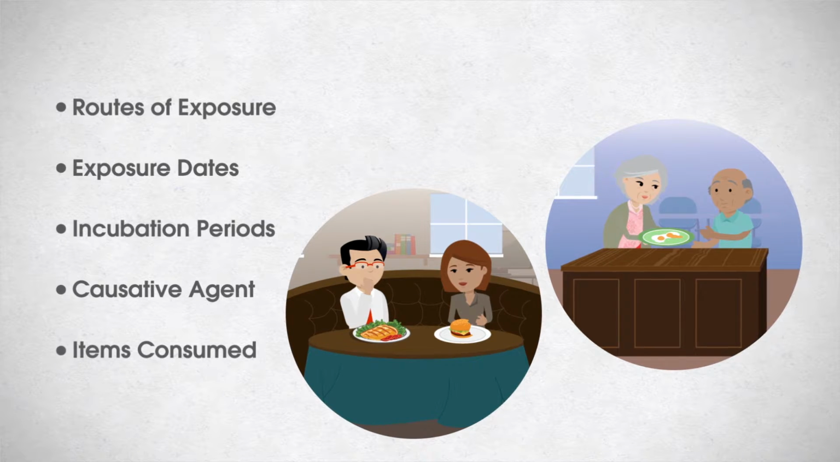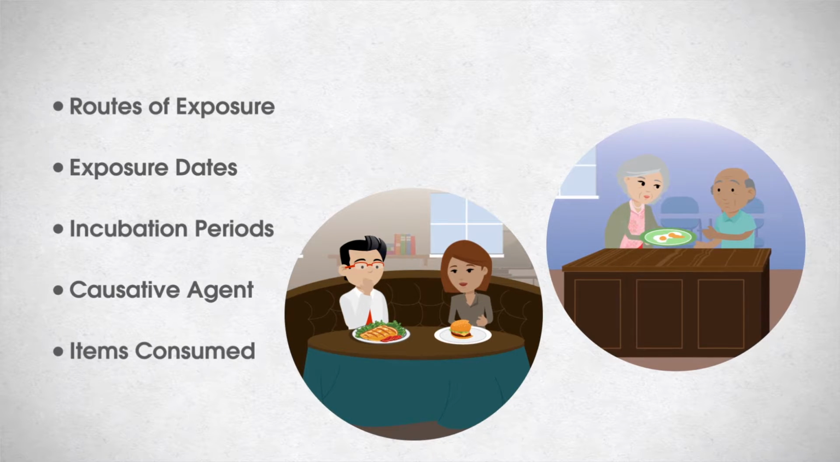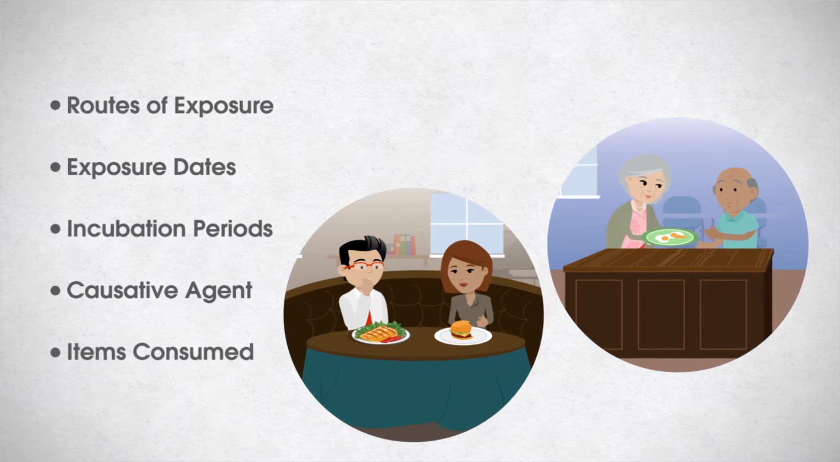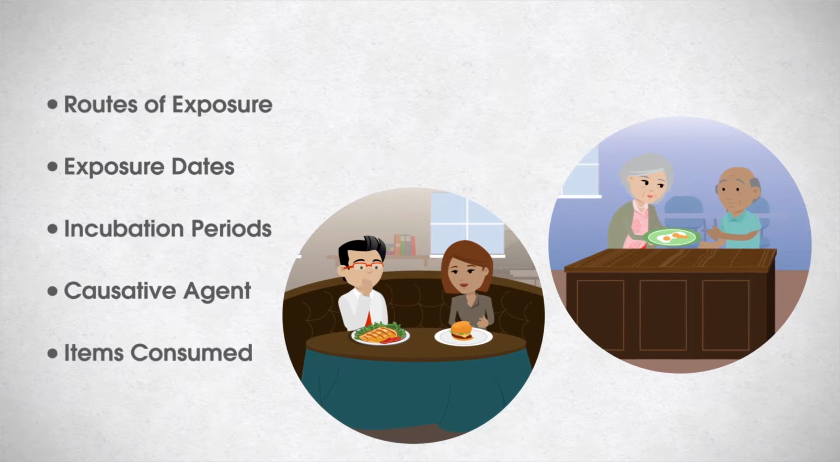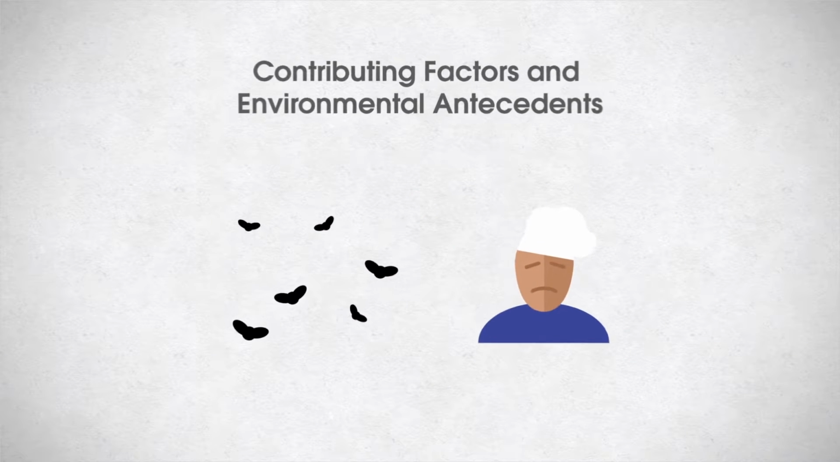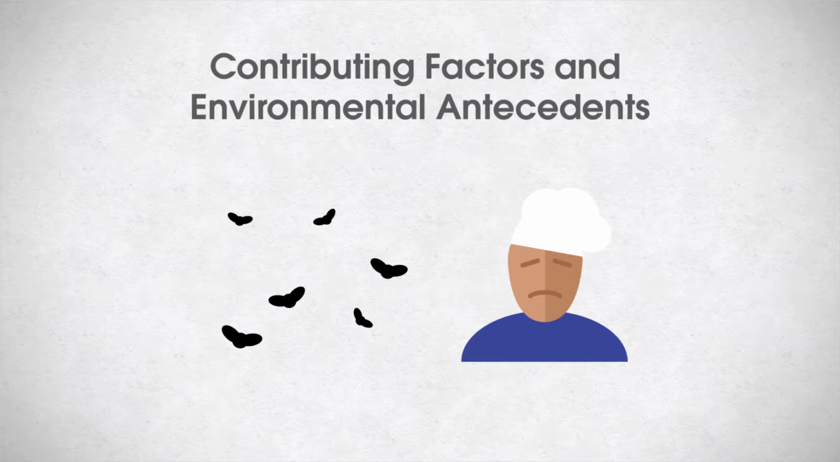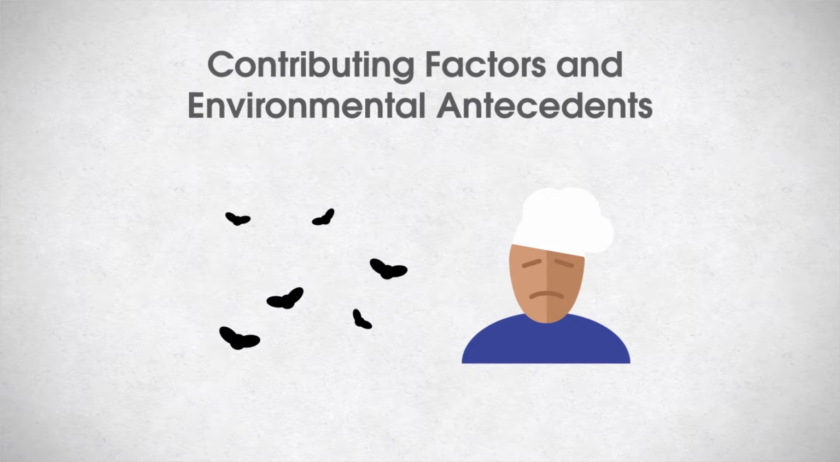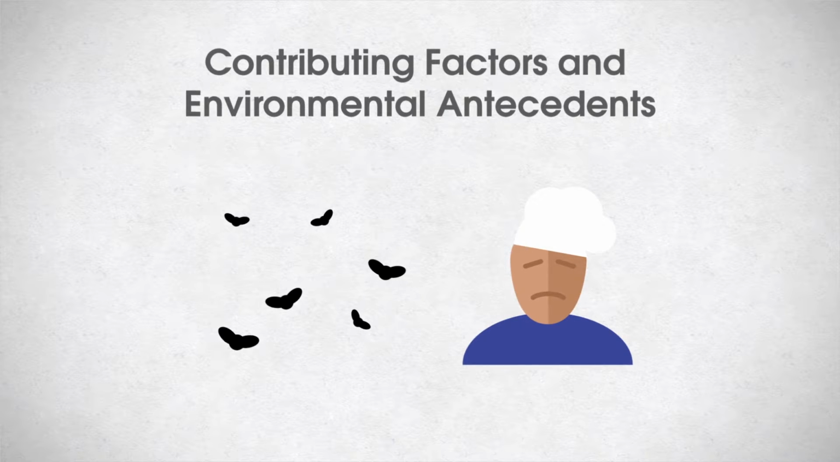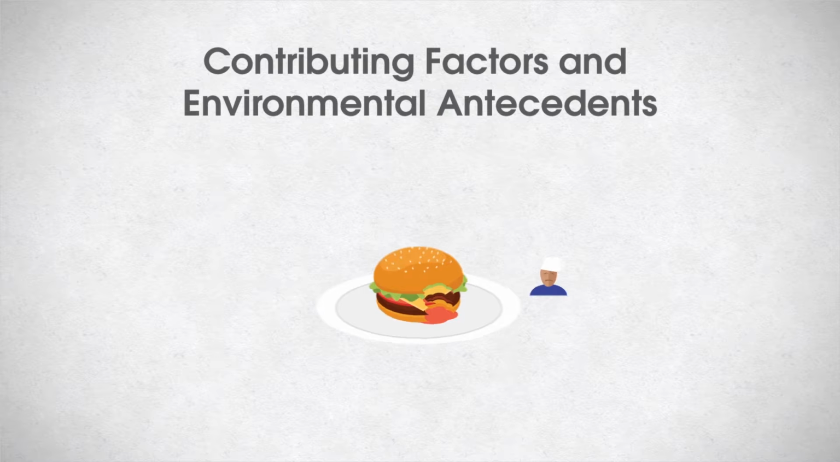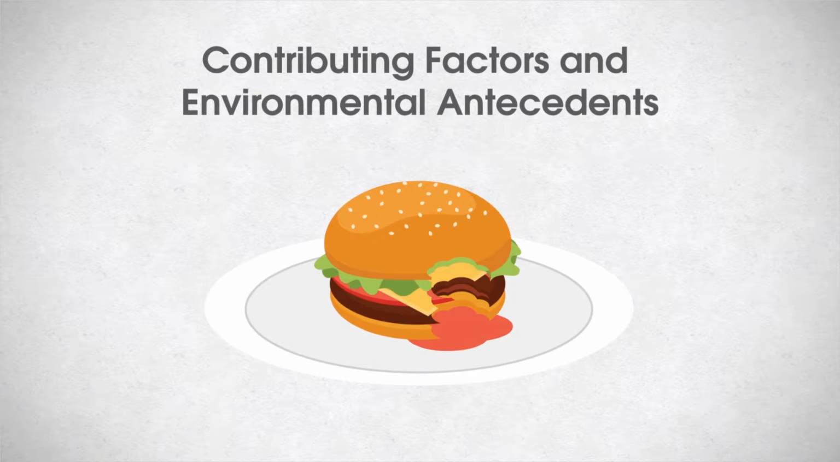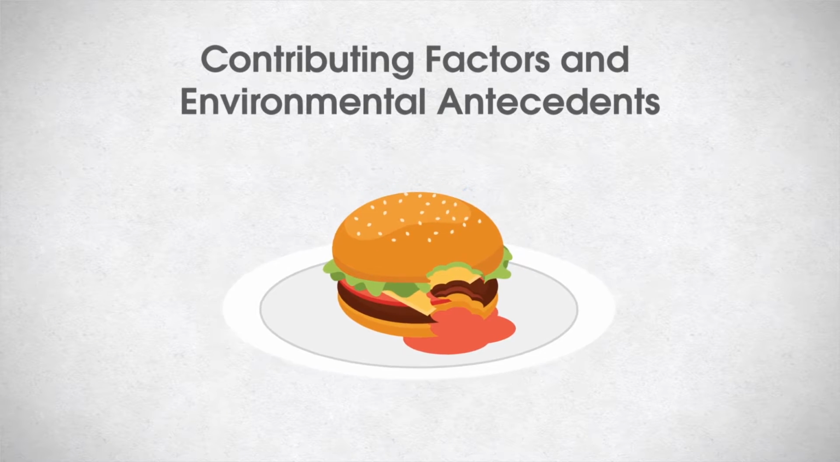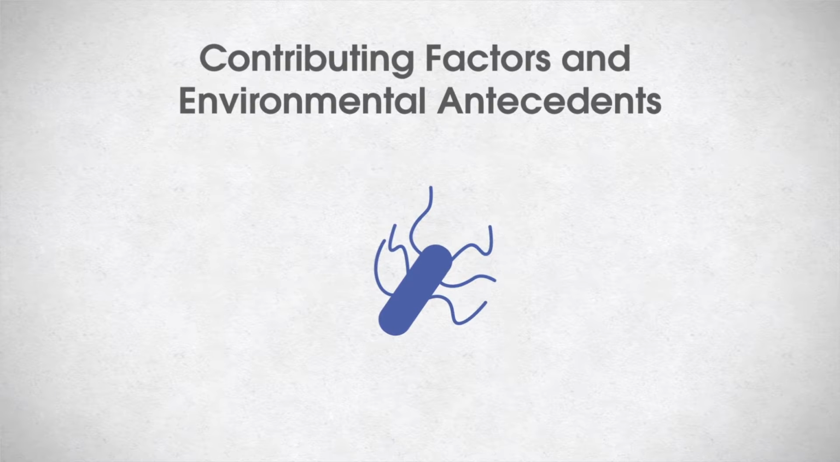They must understand how the causative agent can be transmitted in order to identify potential food vehicles and routes of transmission. The environmental health professional must also understand contributing factors and environmental antecedents. Contributing factors are elements that increase the risk of foodborne illness and repeatedly contribute to outbreaks. The three major categories of contributing factors include contamination, survival, and proliferation.